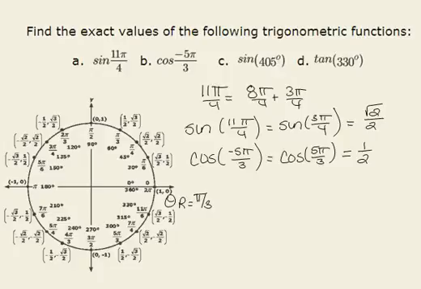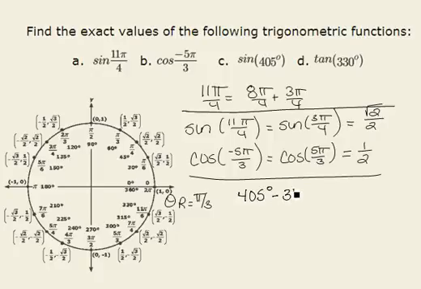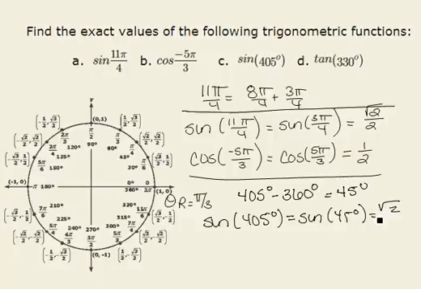Next, we're going to look at the sine of 405. We will recognize that 405 is greater than 360, so we went around the circle once. If we took 405 degrees minus 360 degrees, we would get 45 degrees. Therefore, the sine of 405 degrees is identical to the sine of 45 degrees, which is the square root of 2 over 2. Lastly, we're looking at the tangent of 330 degrees.